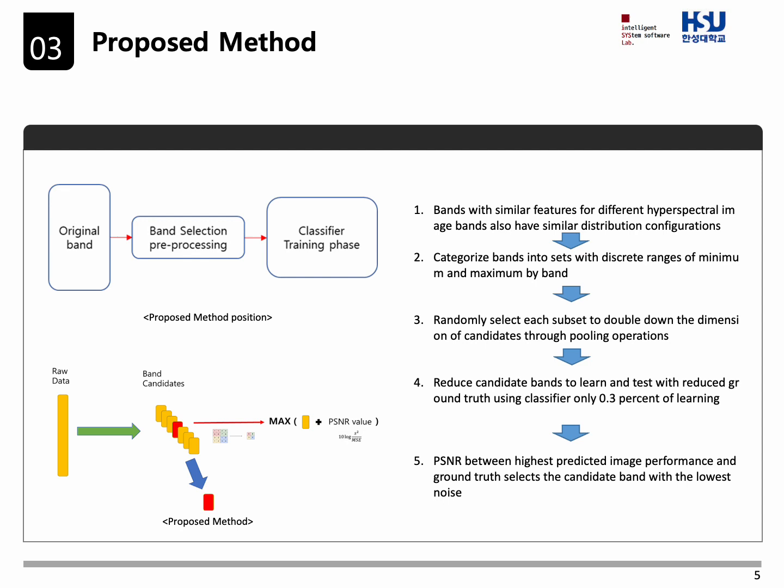To reduce candidate bands, run the test with reduced ground truth using the classifier, with only 30% of running. Then compare the predicted image performance and ground truth, and select the candidate band with the lowest noise.